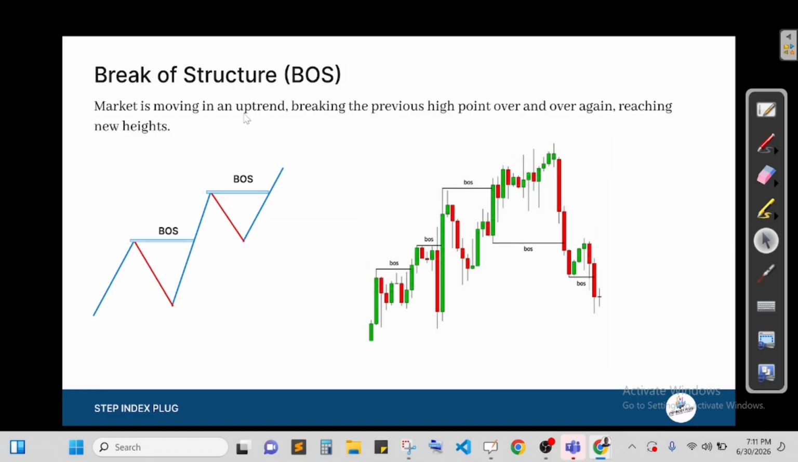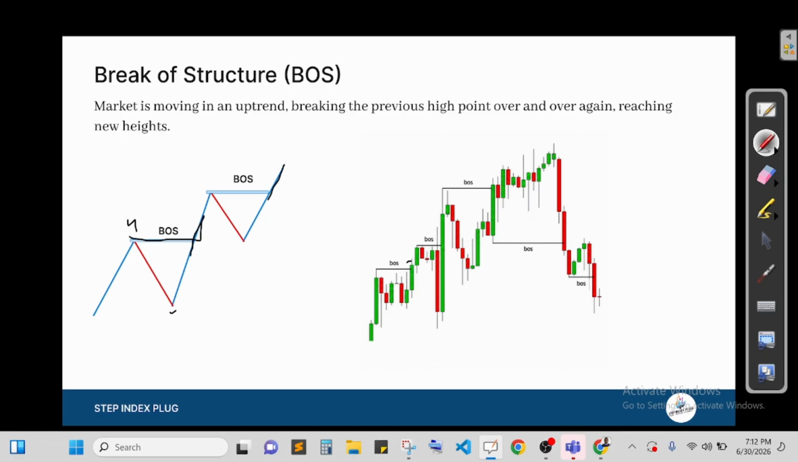Now you can see that this market is moving in an upward direction. It's moving in an upward direction, forming higher high, right? Yes, sir. And higher low. So this is a breakout. This is a breakout. And also for here, this is a breakout.